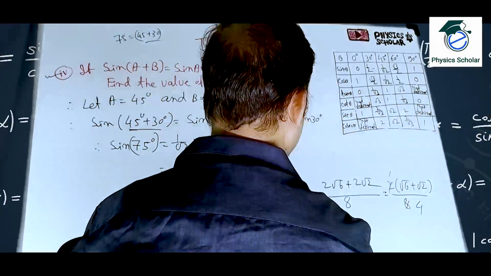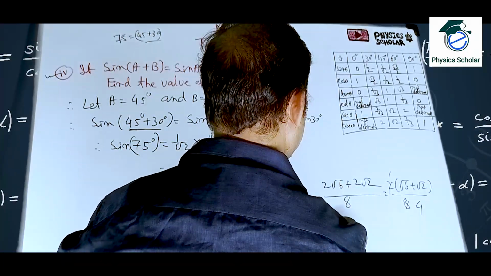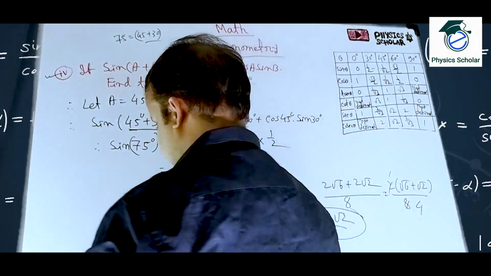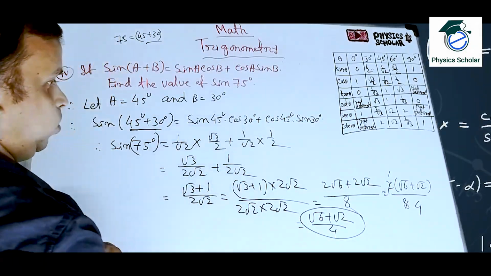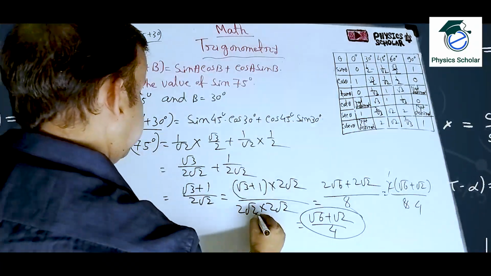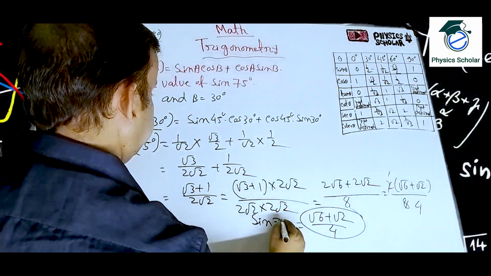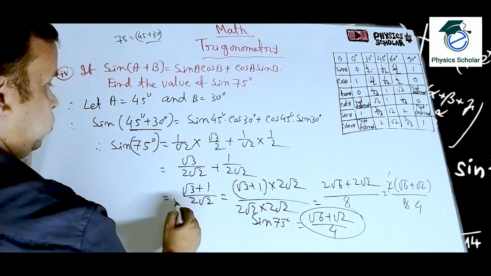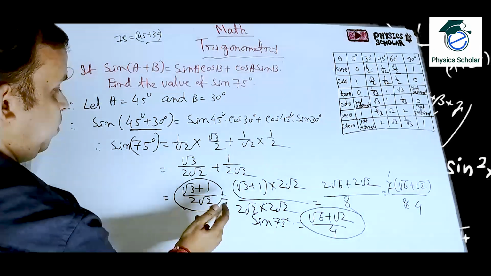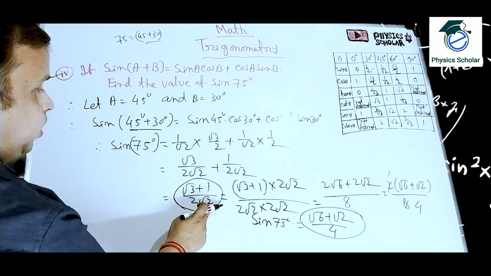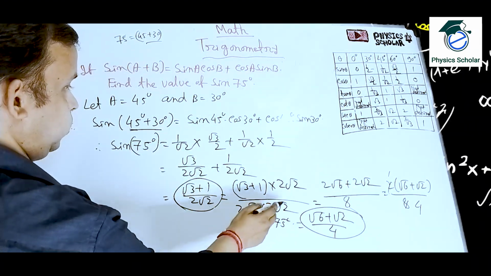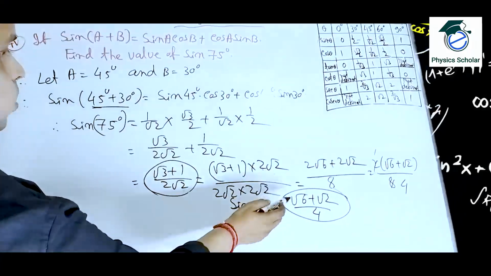So that means what is coming? Root 6 plus root 2 by 4. So that will be your answer. Clear? This is the value of sine 75 degree. Clear? So this also you can keep, but it's better to omit the root from the denominator. That's why we are multiplying both the numerator and denominator with 2 root 2, and this is coming.